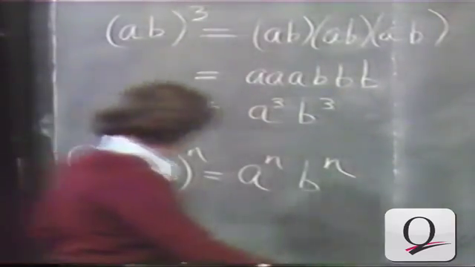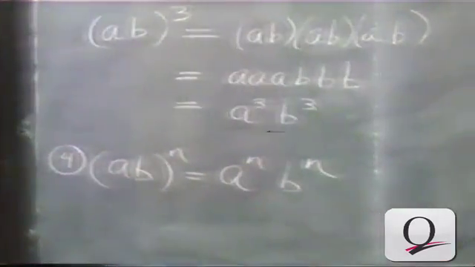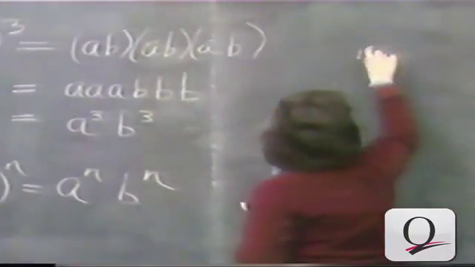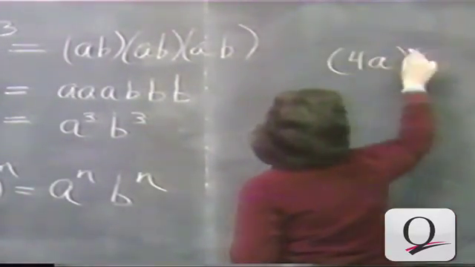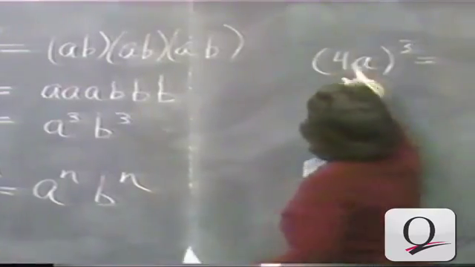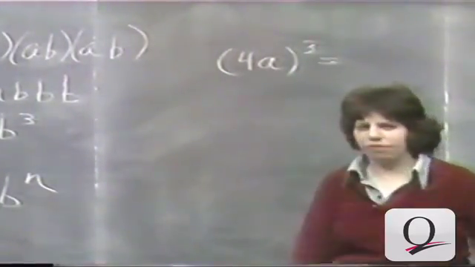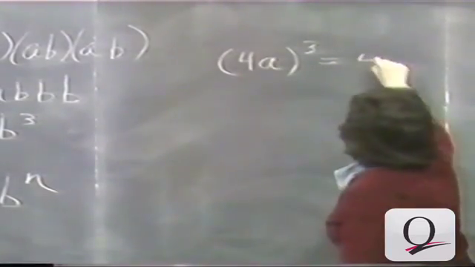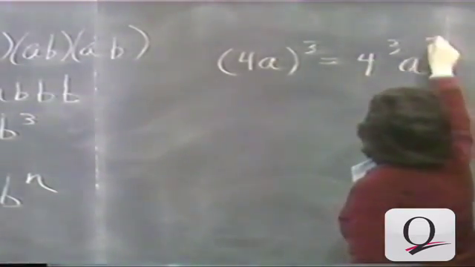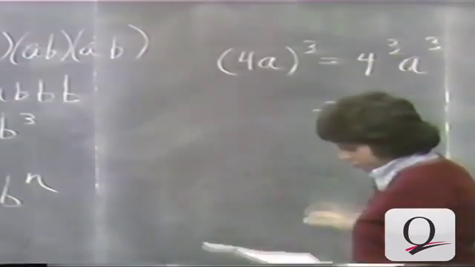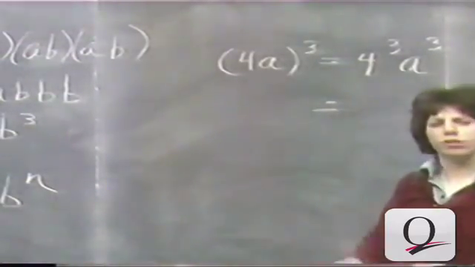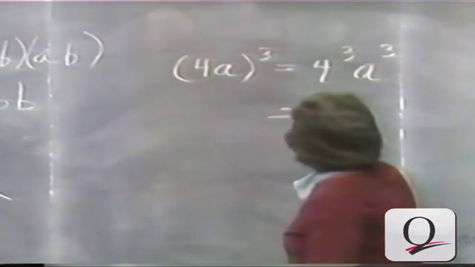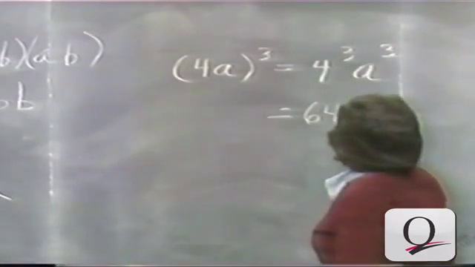Okay, let's try an example of this rule. Say we have 4a to the 3rd power. Okay, this is a product to a power. We're going to take each factor to that power. It's like ab to the nth power. It's going to be 4 cubed times a cubed. Now 4 cubed is 4 times 4 times 4. 4 times 4 is 16 times 4, that's 64 a cubed.